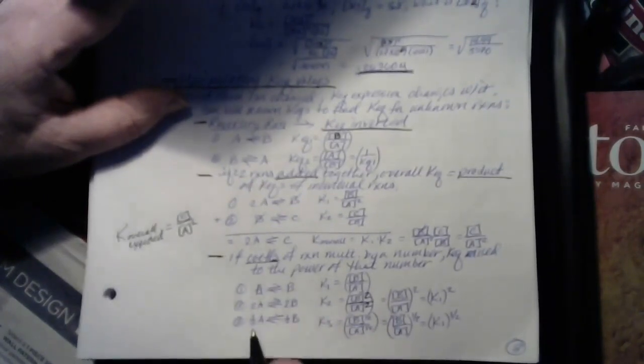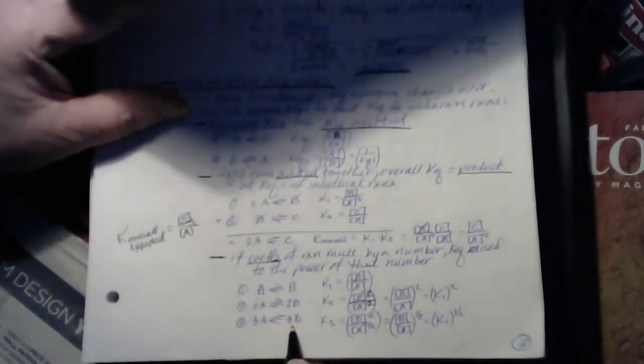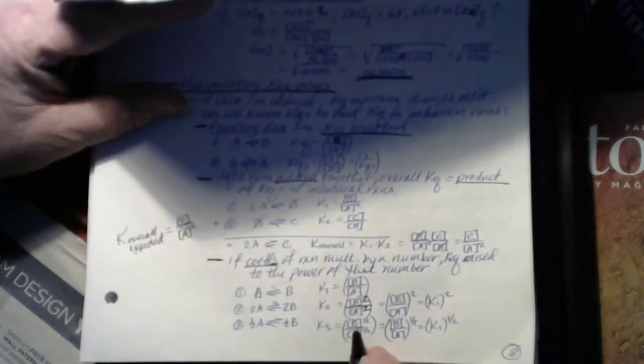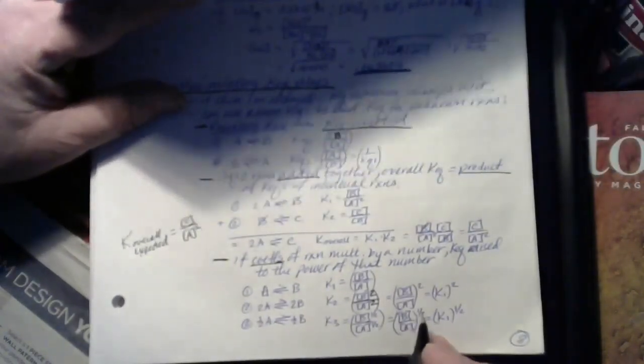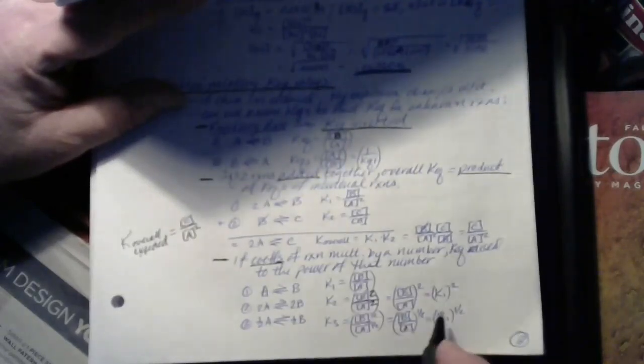If you took, say, the first reaction and cut the coefficients in half and had 1/2 A producing 1/2 B, then K for that reaction would be B to the 1/2 power over A to the 1/2 power, which is the same as B over A, all to the 1/2 power, which is K1 to the 1/2. So that's actually fairly straightforward. And again, that can be used to help manipulate reactions and put reactions together so that they add up to another reaction. And then you just multiply the KEQs together and you get the KEQ for the new reaction.